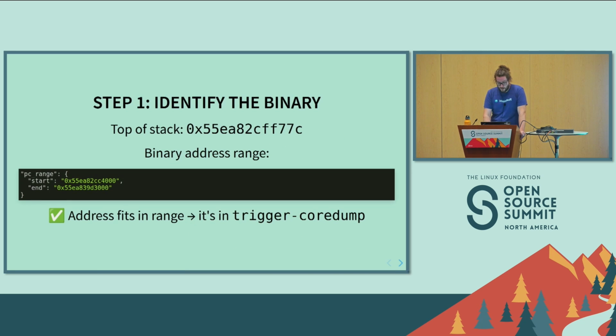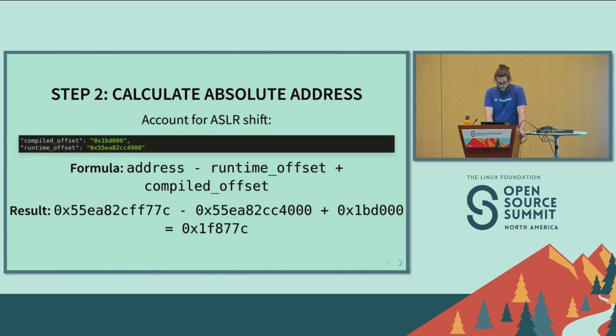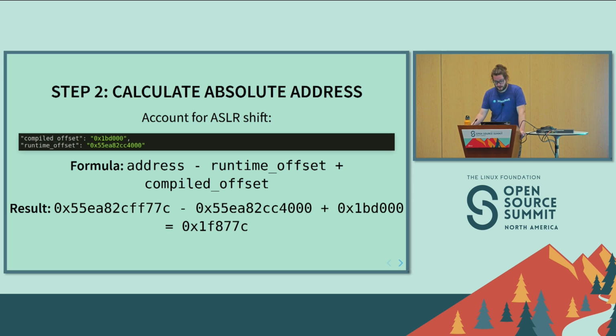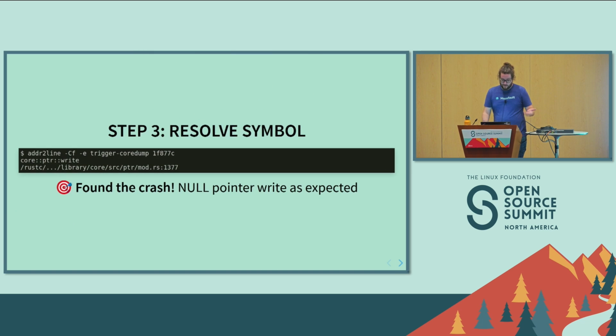So here's step one. We know that the top of the stack, so this would be the stack pointer, is inside this range, so we know it's in this trigger coredump program. We're going to take that address and subtract the runtime offset, add the compile time offset, and then we will have the address as is expected to be in the compiled file. And then finally, we resolve the symbol. So if we look here, we just have addr2line, and we're passing in that address, and we see that null pointer dereference that I did earlier. And so it looks exactly the same.